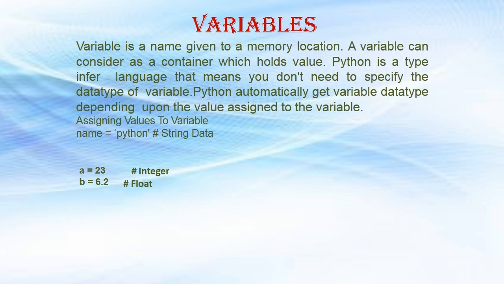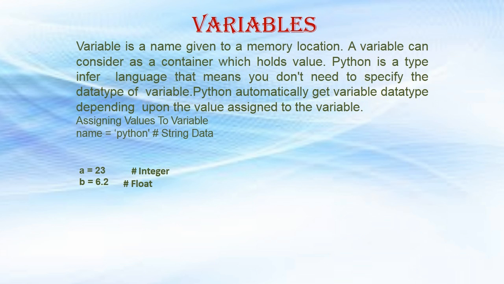Sum equals None, a variable without value. A equals 23, which is an integer. B equals 6.2, float. Now what happens? A variable is basically a memory location. Whenever we declare any variable, memory is assigned to it. For example, if you are a government employee and you get a job, what happens? You get a government residence, right? So whenever you get a job, an apartment is given to you. That means a location is given to you to stay.